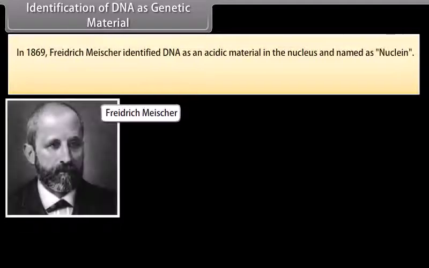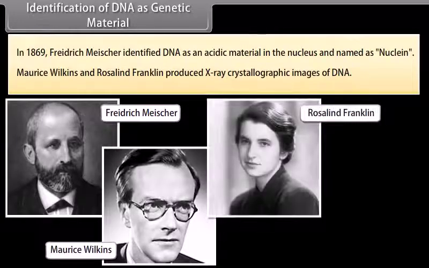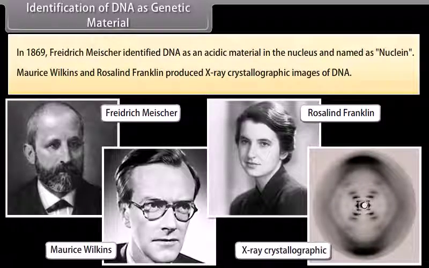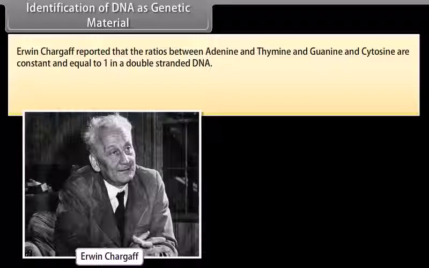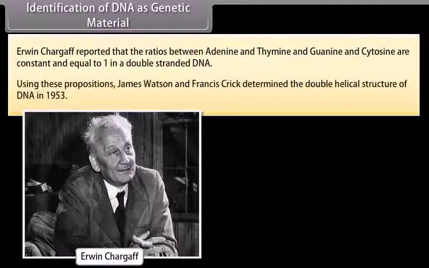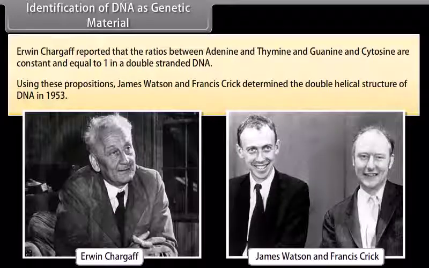Identification of DNA as genetic material. In 1869, Friedrich Miescher identified DNA as an acidic material in the nucleus and named it nuclein. Maurice Wilkins and Rosalind Franklin produced X-ray crystallographic images of DNA. Erwin Chargaff reported that the ratio between adenine and thymine, and guanine and cytosine, are constant and equal to 1 in a double-stranded DNA. Using these propositions, James Watson and Francis Crick determined the double helical structure of DNA in 1953.